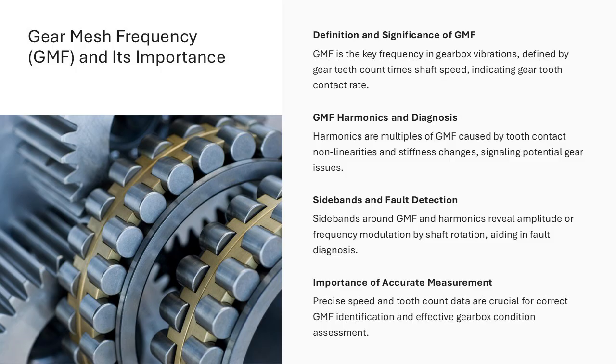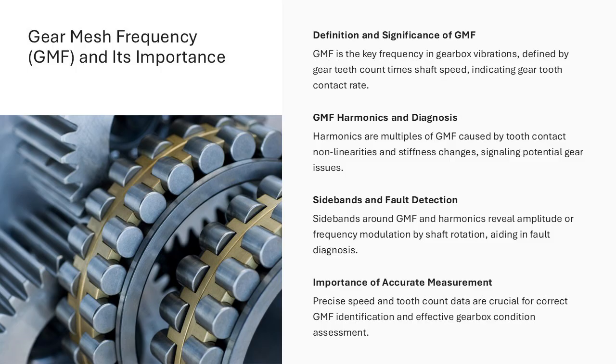Another critical diagnostic feature associated with GMF is the presence of sidebands. Sidebands occur when the gear mesh vibration is amplitude or frequency modulated by another periodic process, most commonly shaft rotation. These sidebands appear symmetrically around GMF and its harmonics, spaced at the rotational frequency of the affected gear. The pattern, spacing, and amplitude of sidebands provide valuable clues about the nature and severity of gear defects.